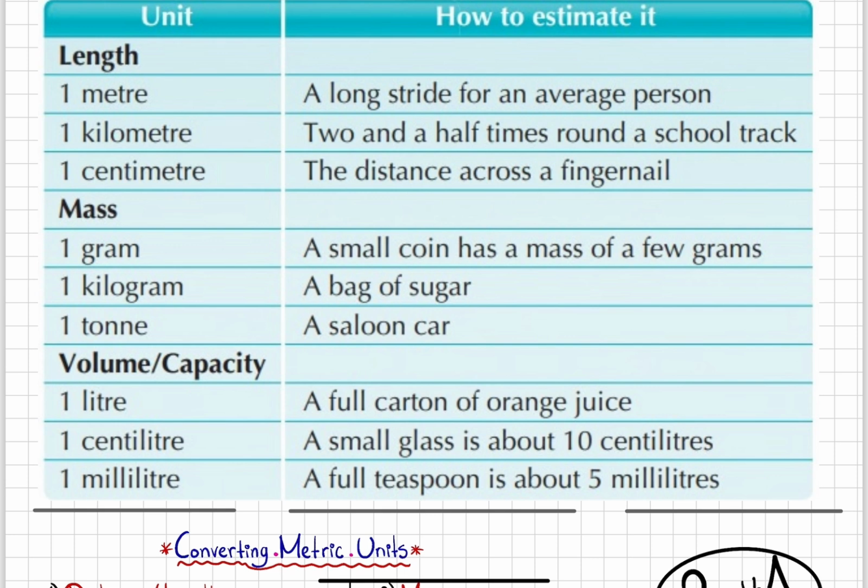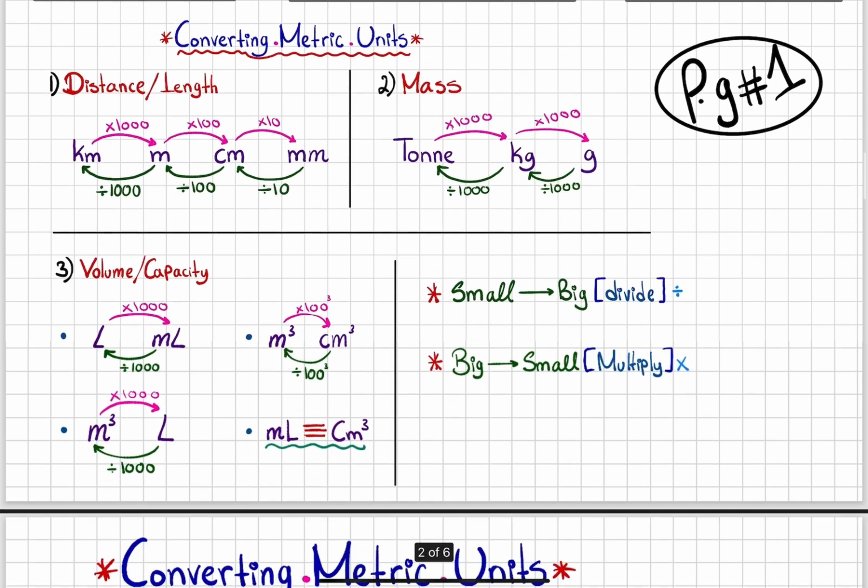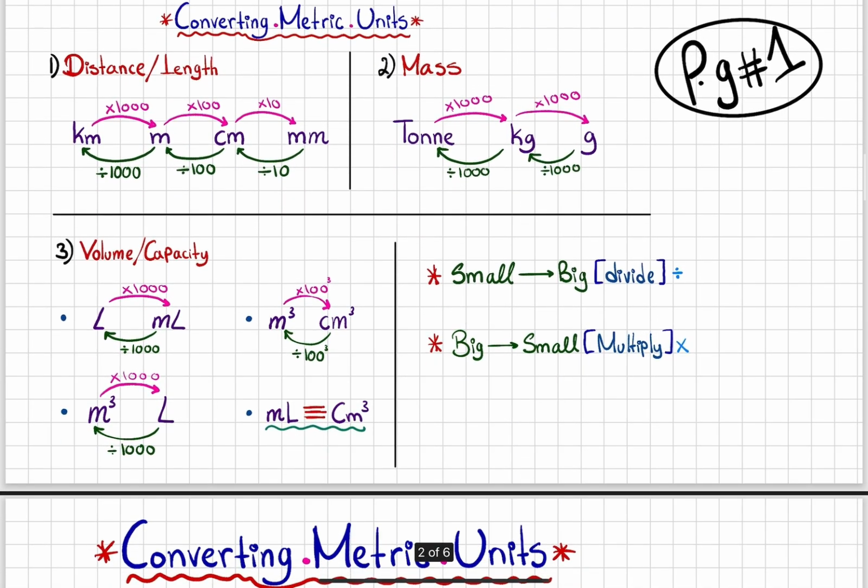Volume/capacity. Volume, again, the definition: the amount of space taken up. 1 liter is a full carton of orange juice. 1 centiliter is a small glass, about 10 centiliters, and 1 milliliter is a full teaspoon of about 5 milliliters. I think by listening to that, you have understood how to estimate the metric unit systems. Now let's have a look at how to convert metric units.